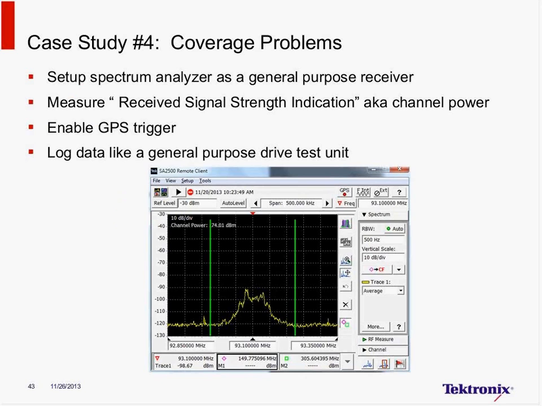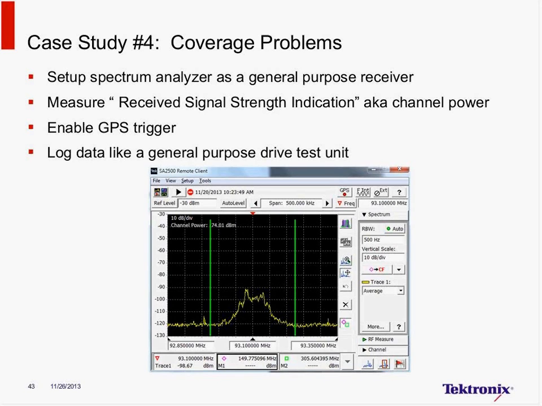Most modern spectrum analyzers have the ability to turn themselves into a general purpose drive test unit. And what we basically do there is that we can actually turn on an integrated GPS receiver and ask for a time-based or distance-based trigger. So we can specify that we'd like to take a measurement once every 100 feet or 200 feet, or if you wanted to take a measurement once every 500 meters, you could do that.